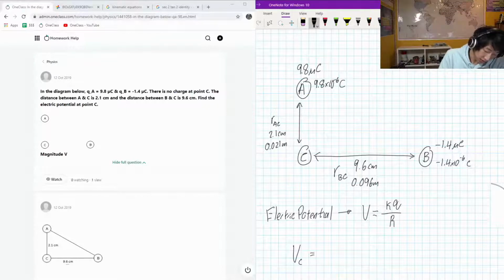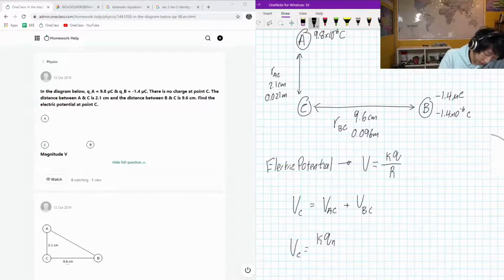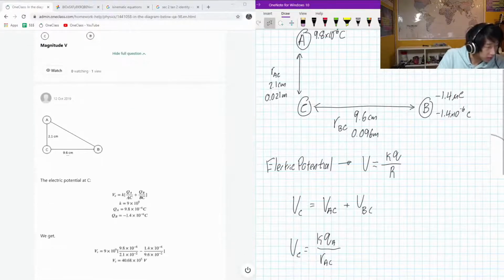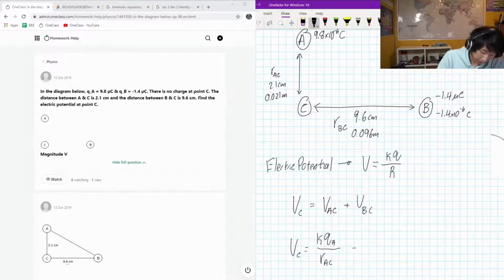Essentially what we just got to do is the total electric potential at point C is just going to be the electric potential as a result of A at point C plus the electric potential as a result from B on C. To do this, it's just going to be k QA over RAC. It's not squared on the bottom, right? Yeah, awesome. And plus k QB over RBC.